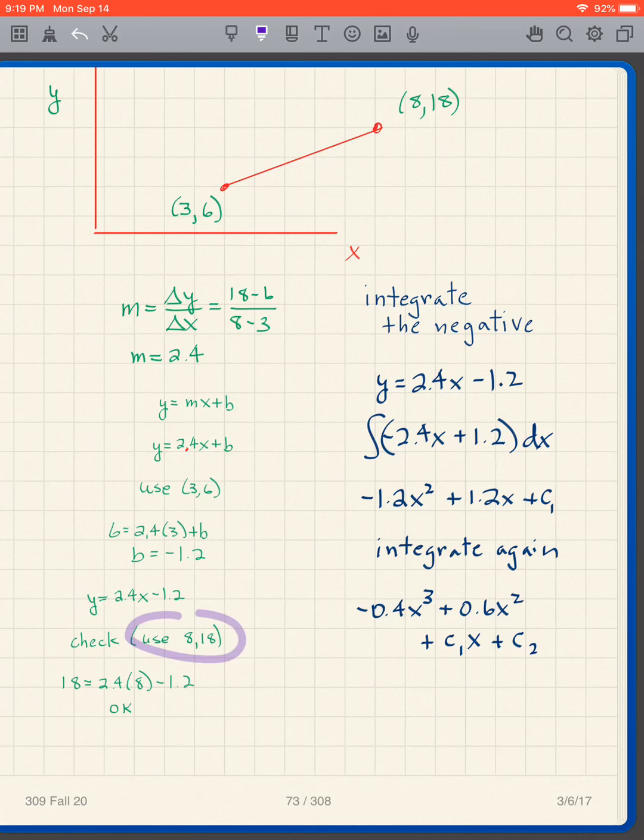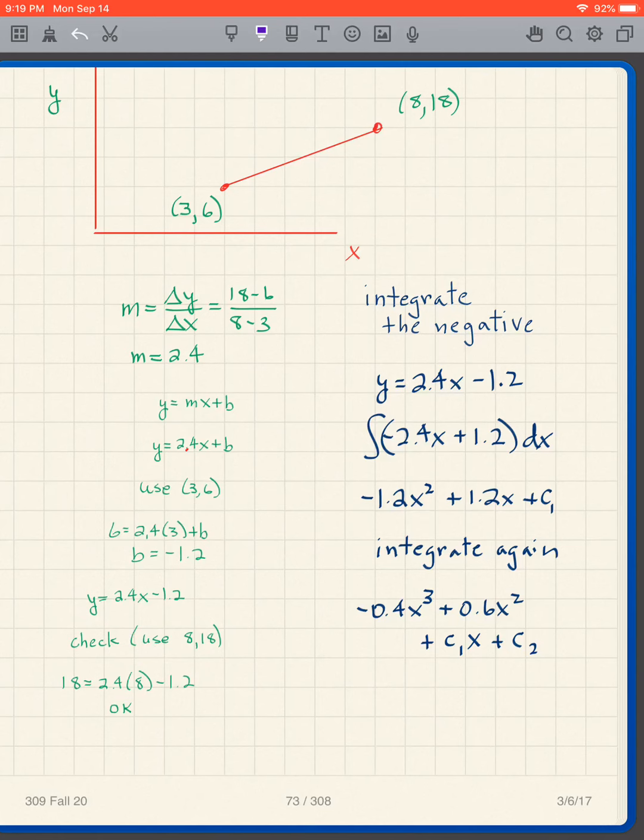You can check it. I can plug in 8, 18 into that equation just to double check it, and I get that it is correct. That's plugging everything in. I get that 18 equals 18.